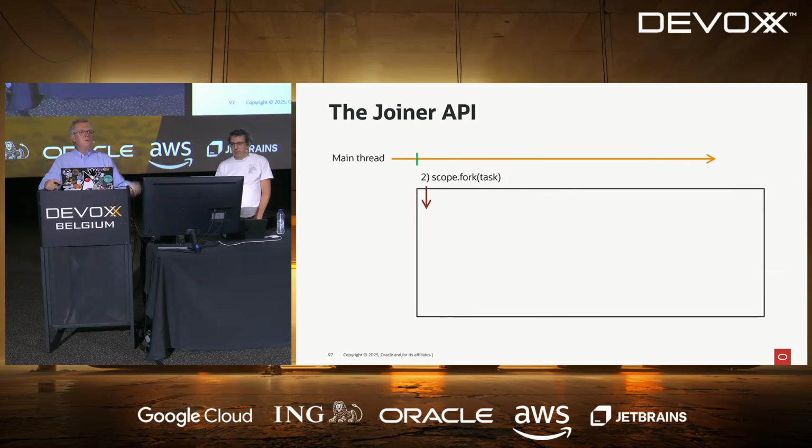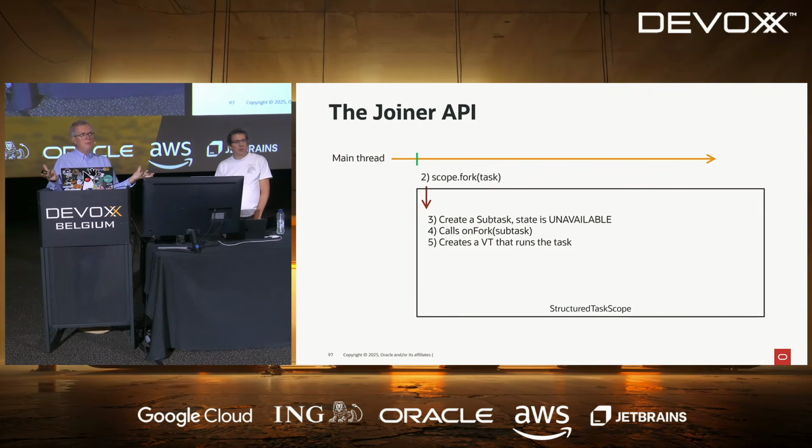first task in the second step once it has been opened, and then three things are happening. First, there is a subtask object that is created, and the state of this object is unavailable because there's no result yet. Your callable has not even been launched in the virtual thread. Then, second, joiner.onFork is called with this subtask object. Okay, and then a virtual thread is created that is going to run either the runnable or the callable that you submitted to this STS object.